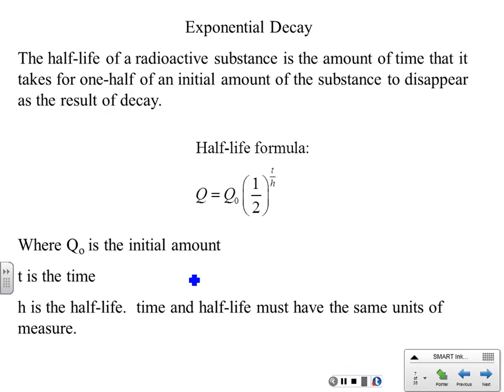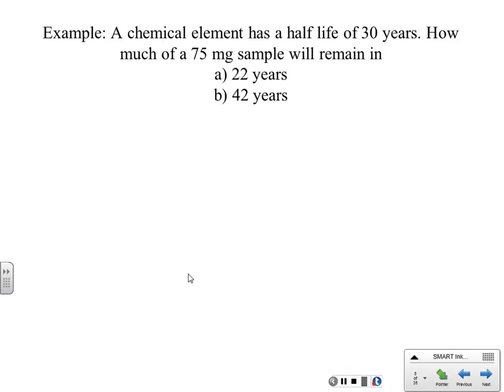Okay? So, this is a two-part question. And it kind of helps you see what's going on with half-life. Because it says a chemical element has a half-life of 30 years. That's just the known half-life for this element. How much of a 75 milligram sample will remain in A, 22 years, and B, 42 years?